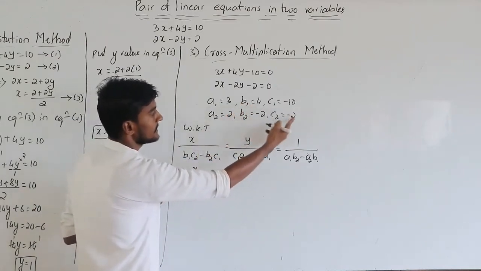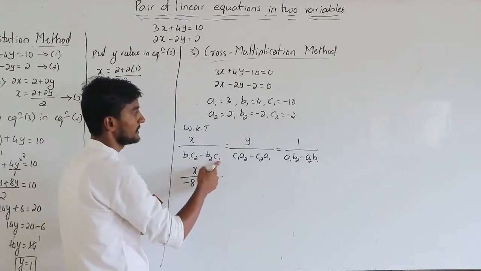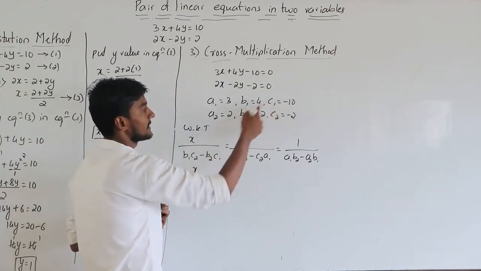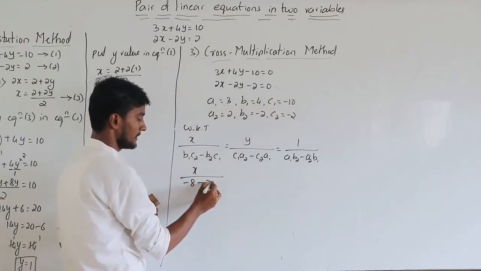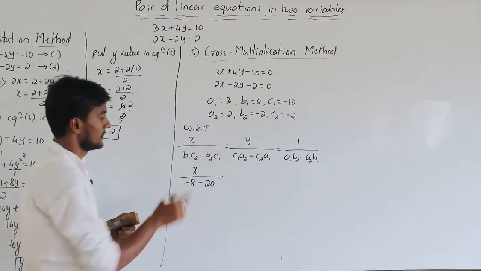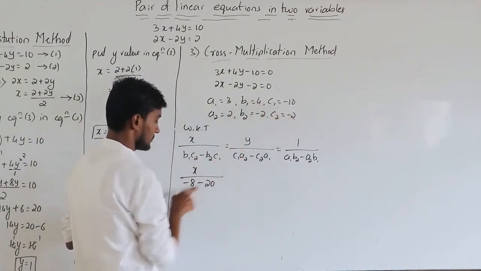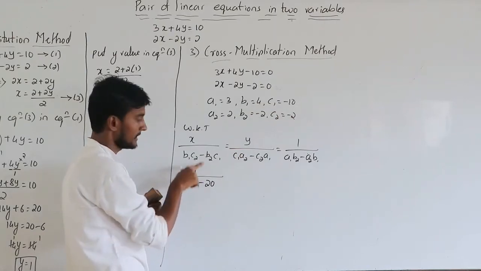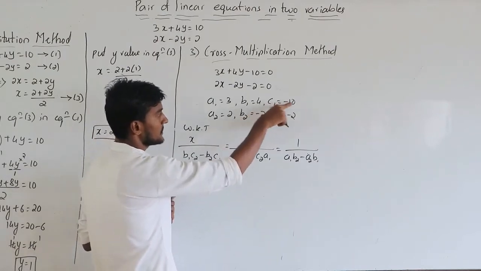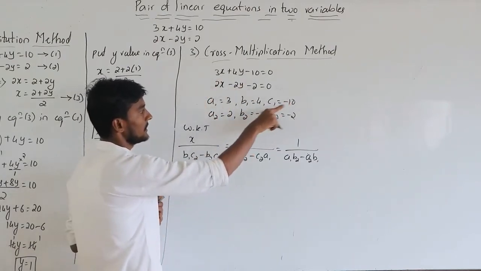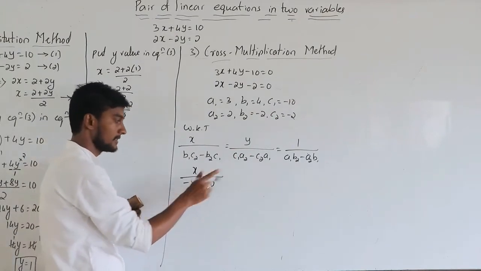b1 is 4, c2 is minus 2, 4 into minus 2 is minus 8. Put the minus sign as it is. b2 c1: b2 value is minus 2, c1 value is minus 10. Minus 2 into minus 10 is plus 20, and in the formula we are having minus, so this becomes minus.